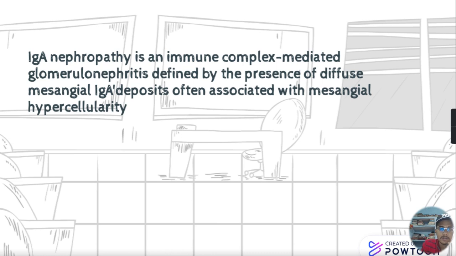And there's not only the deposition of IgA. Along with the IgA, there is sometimes deposition of C3 and sometimes other immunoglobulins like IgG, IgM and properdin. And in microscopy you will see hypercellularity and increased extracellular protein deposition.